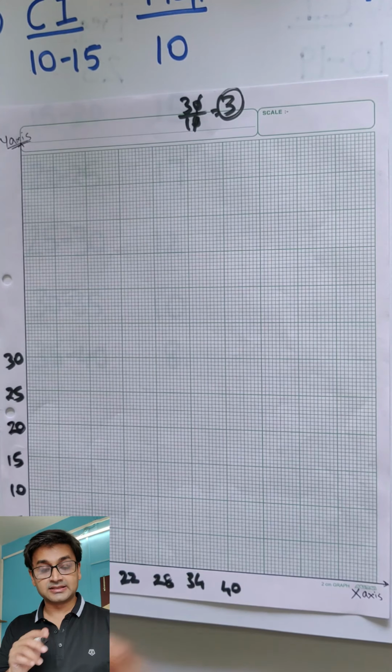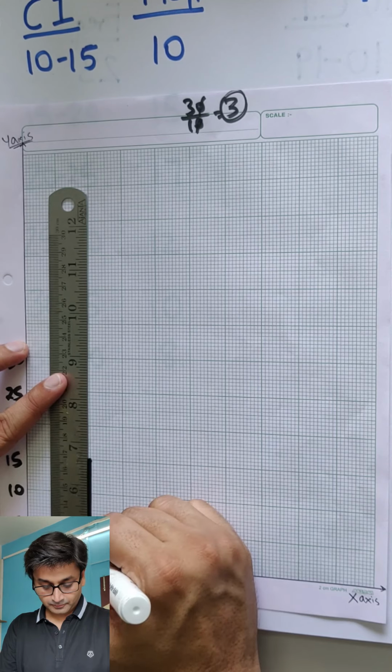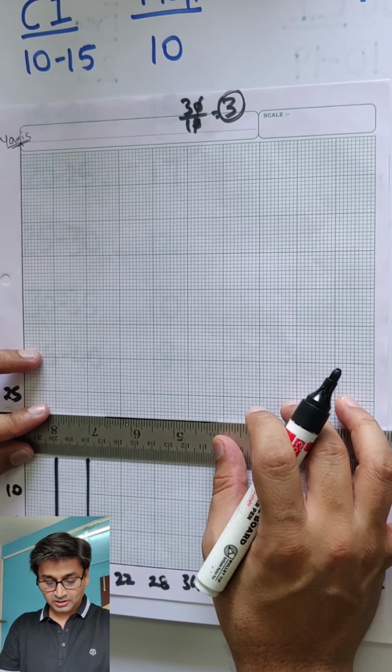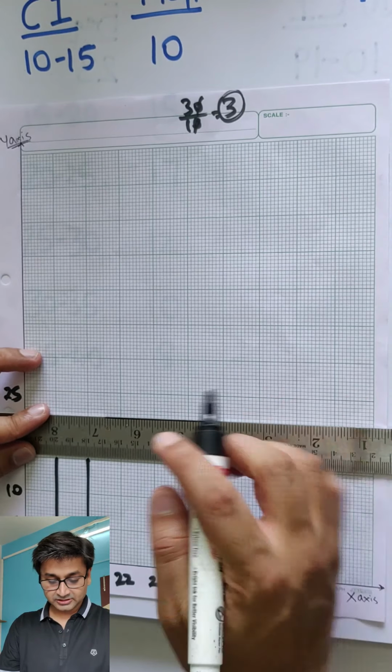Now the first block, 10 to 16, is 15. So let's draw till 15. So 15 is ready made for us. So here we go for 15. So that's the first rectangle that we have drawn.